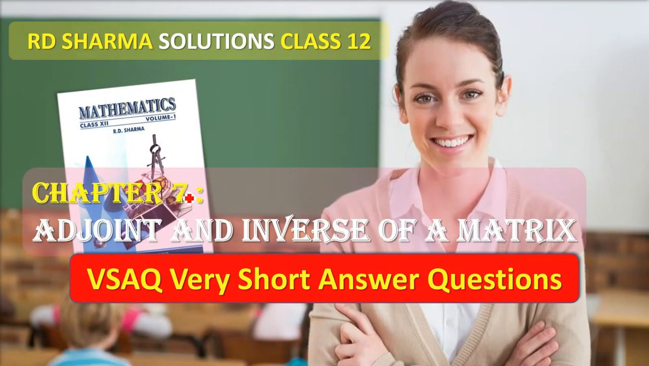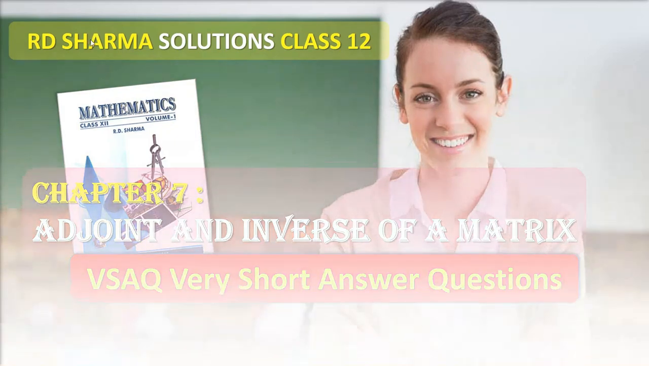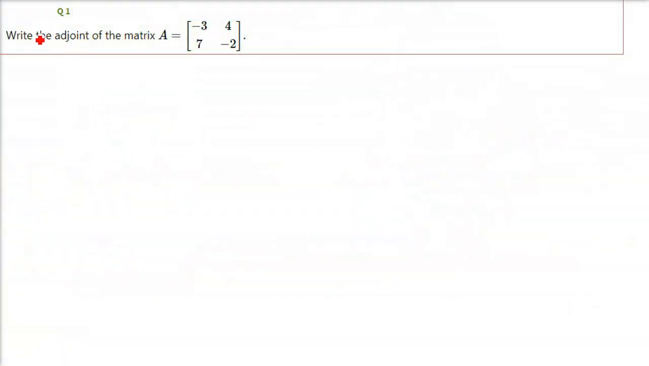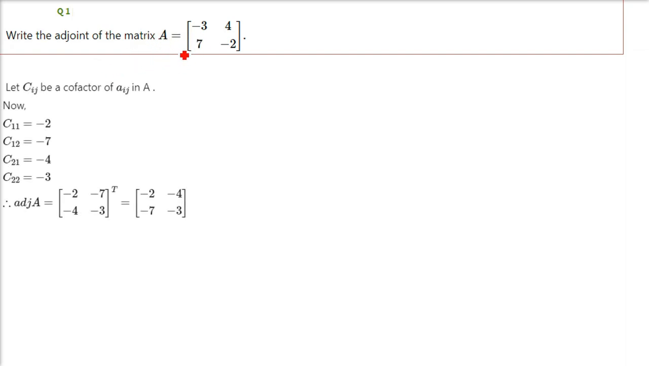This is RD Sharma Solution Class 12, Chapter 7, and we are doing VSAQ, very short answer questions, from Chapter number 7, Adjoint and Inverse of a Matrix. Write the adjoint of the matrix A. So there is a shortcut method. I'll just tell you how to do that.